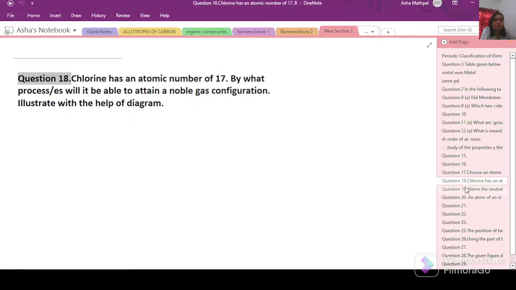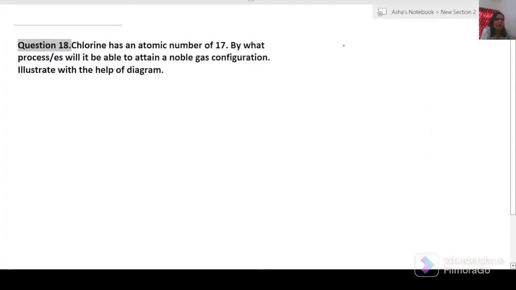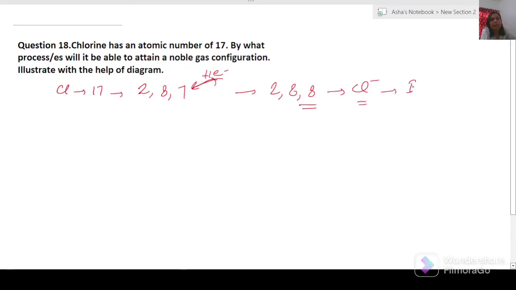Next question, number 18. Chlorine has atomic number 17. By what process will it be able to attain a noble gas configuration? So chlorine has atomic number 17, so its electronic configuration will be 2, 8, 7. They are asking by what process it will attain a noble gas configuration. Now see, the first easiest method is to gain 1 electron, right? Then it will change to 2, 8, 8. So Cl forms the Cl anion quickly, so it can go under ionic bonding, and it can also show covalent bonding.